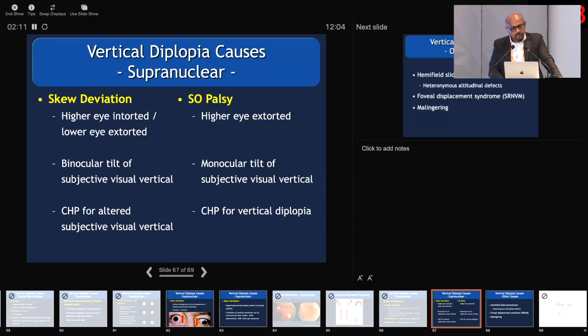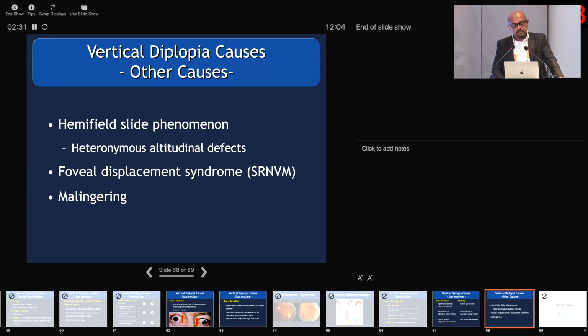Apart from that, you will find that there is a binocular tilt of subjective visual vertical, while in a superior oblique palsy, there will be a monocular tilt. One of the tests often described in a skew deviation is you make the patient lie down in a supine position. You will find that the hypertropia decreases. Skew deviation is because of a supranuclear problem. It can happen in somebody who has, let's say, a medulla problem.